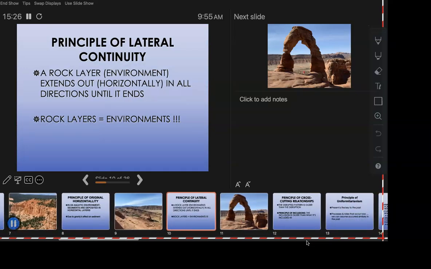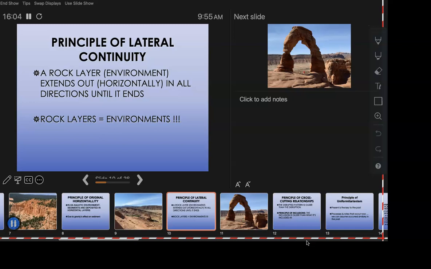Lateral continuity. This is always the hardest one for me to explain. It is, again, really simple, but you guys sometimes just don't get it, and I'm sure it's my fault. Lateral continuity: a rock layer, and then I have in parentheses an environment, we'll worry about that in a second, extends out horizontally in all directions until it doesn't. What? Well, if you imagine that a rock layer is a product of an environment. We've been talking about deserts, seashores, lakes. Those are all environments, right?